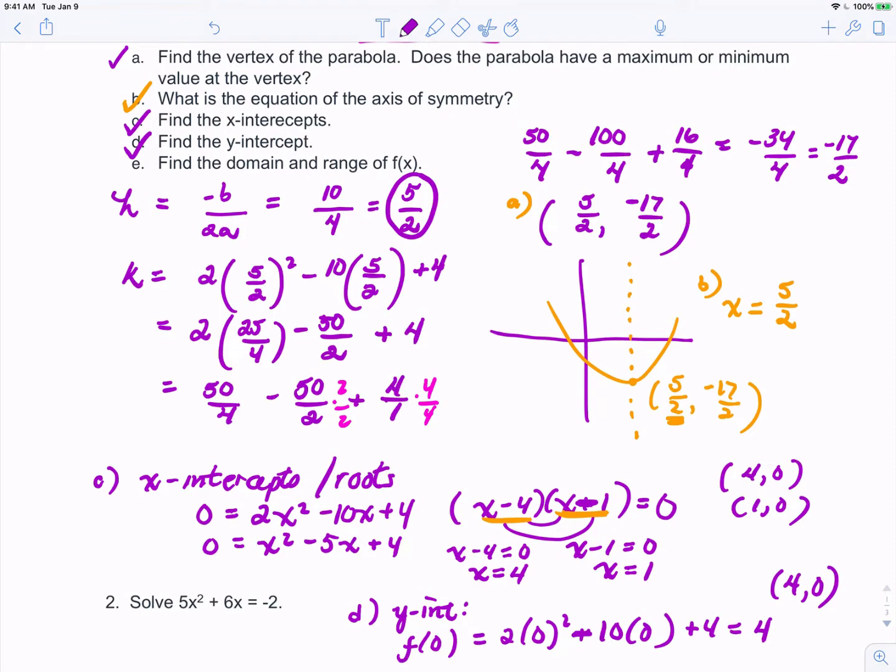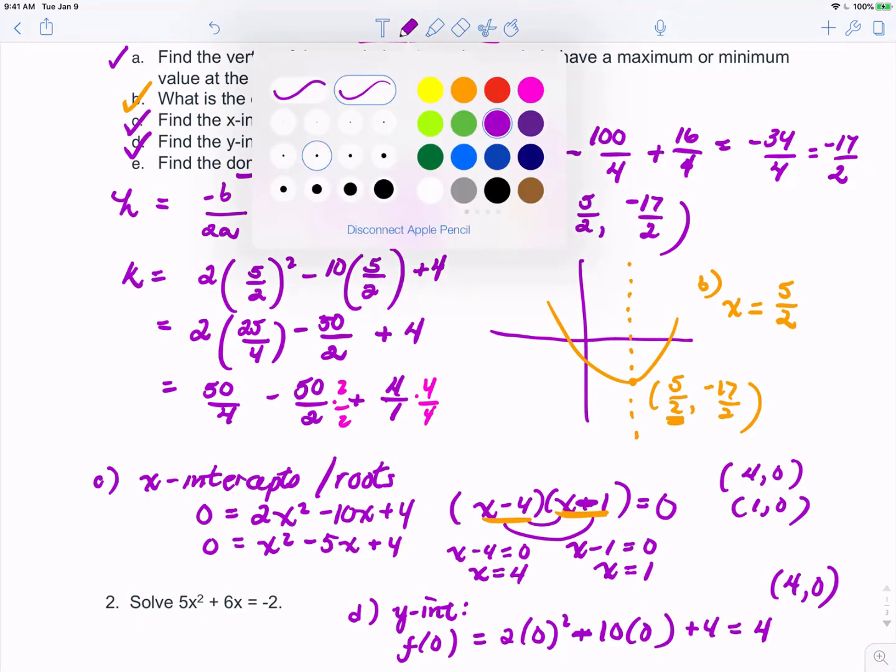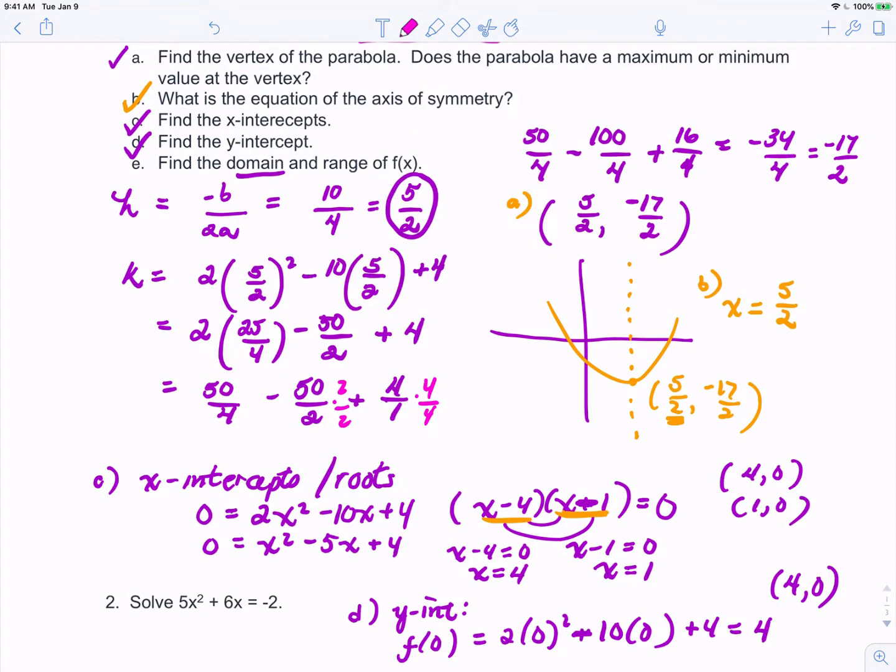And finally, find the domain and range. So we know that the domain of any quadratic function is always the set of all real numbers. So the domain, I'm running out of room, so let me just squish it here. The domain is the set of all real numbers because it's a quadratic function.